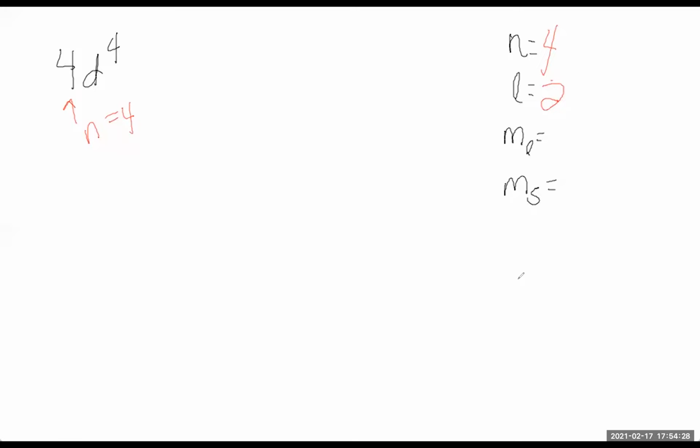So remember we said our L is our angular momentum, right? It's our sublevel. And we have an S, P, D, and F, right? If we have an S sublevel, our L is going to be 0. If we have a P, it's going to be 1, a D 2, and an F 3. So if we take a look at D, it gives us a 2, right? Yes. So therefore it's 2.